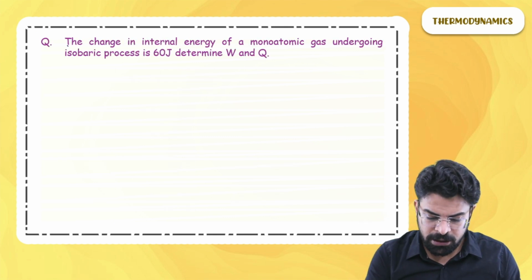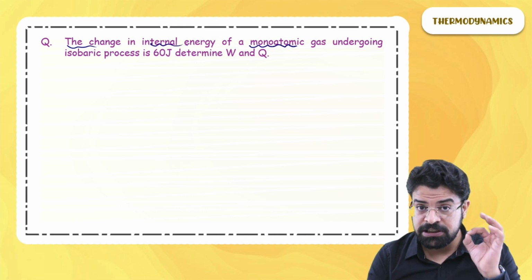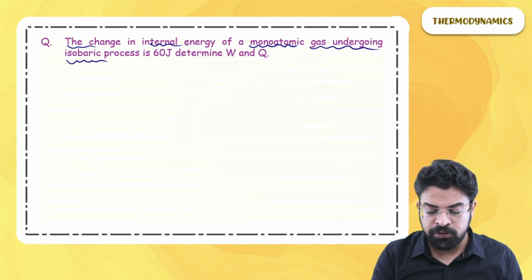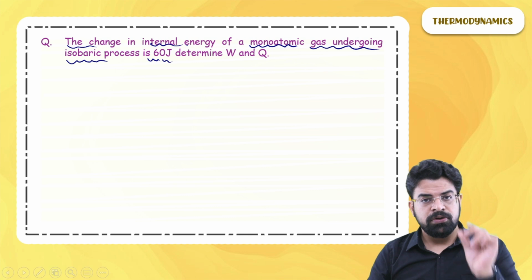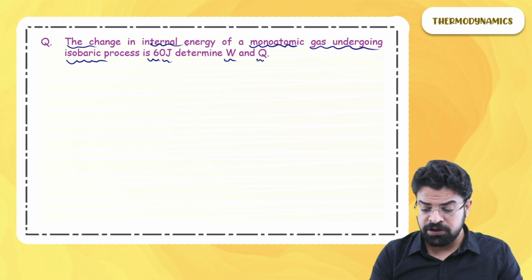The question is: the change in internal energy of a monoatomic gas undergoing an isobaric process is 60 joule. So the change in internal energy is given. They are asking me what is the work done and what is the heat given.